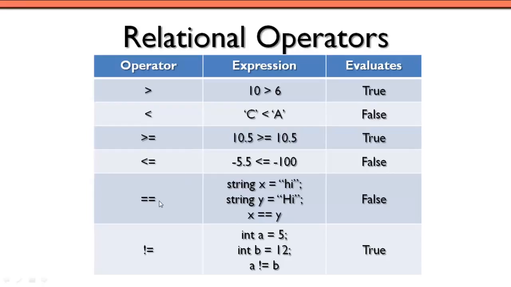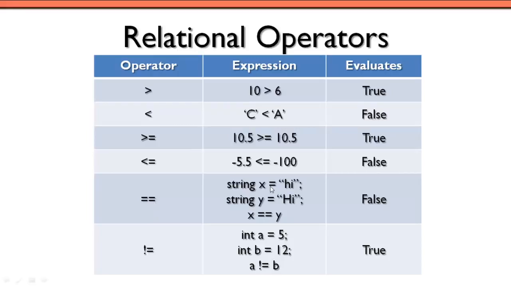What about equals? The way we test for equivalence when we're using these relational operators is not to simply use a single equals. If we used a single equals, that would mean assignment. We don't want to do assignment, we want to do equivalence, so we have to do equal equal. This is a very common mistake that people make when they're first learning how to program. They want to compare two things to see if they're the same, but they simply use a single equal sign, and you need to use two.